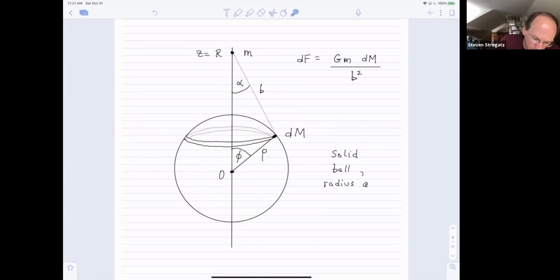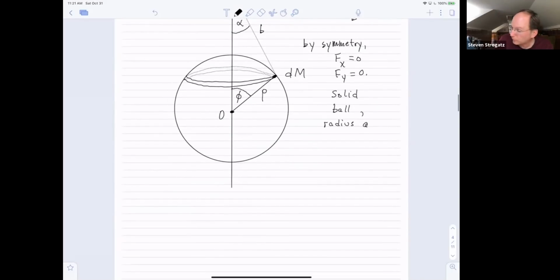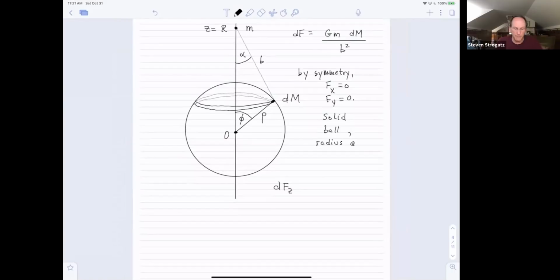So I'll just make that little remark that by symmetry, we only need to think about what's happening in the z direction. We're going to have F in the x direction is 0 and F in the y direction is also 0. Okay, so all we really need to think about is the z component of the force. And so let's figure out what that is. So let's in particular think about the z component of this little infinitesimal bit of force that I'm looking at so far. It's going to be G m times this little mass element dm over b squared.